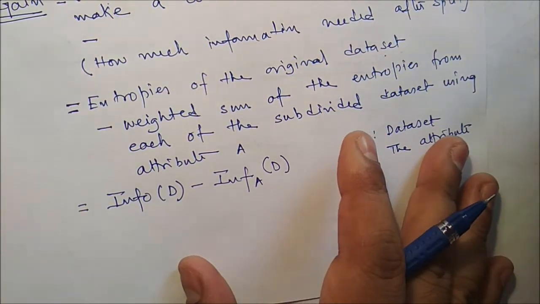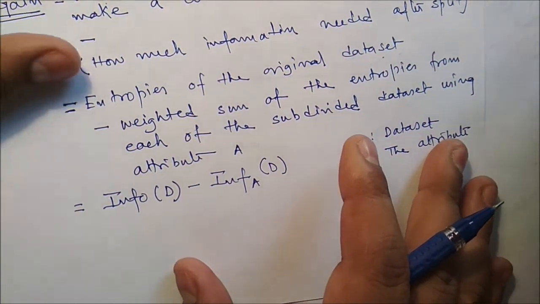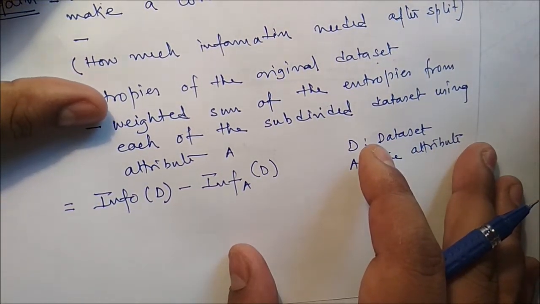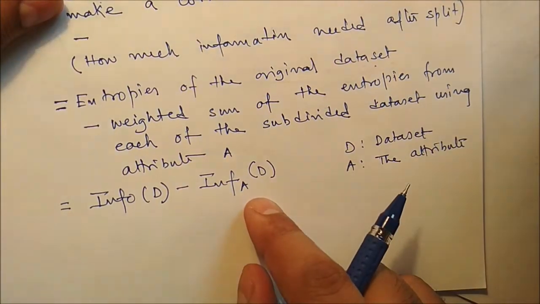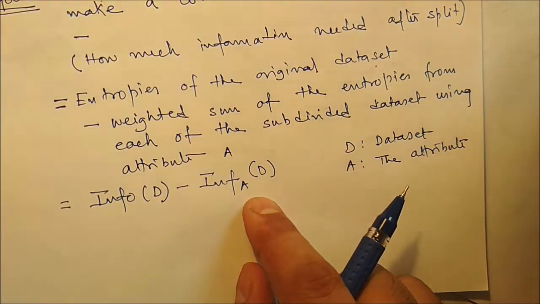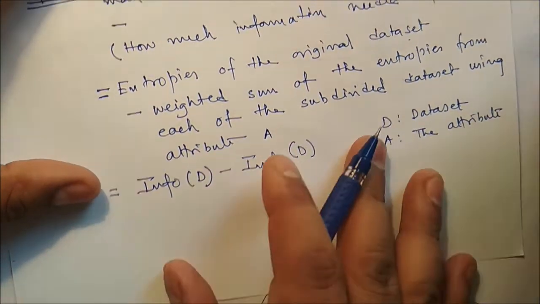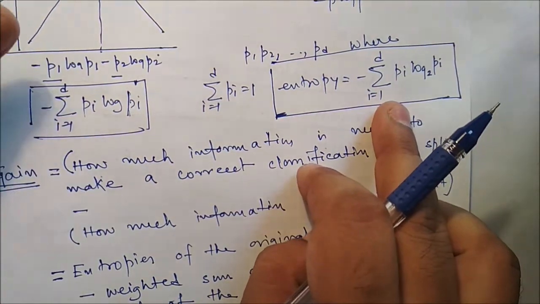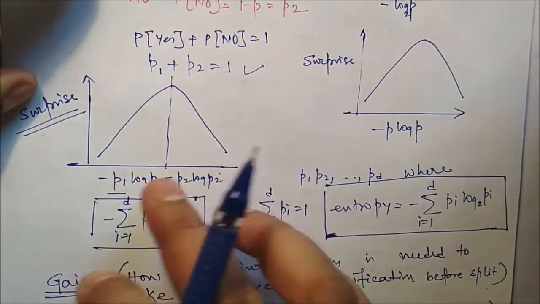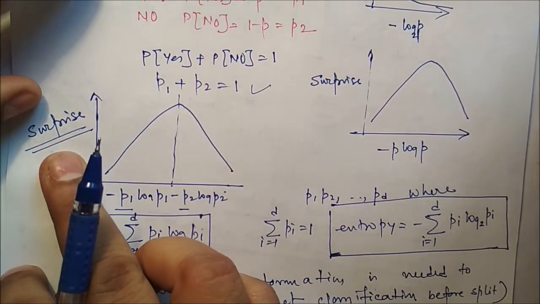Info(D) is the average amount of information needed to identify the class label of a row in the data set D, and Info_A(D) is how much more information we would still need in order to arrive at an exact classification. Info(D) is the entropy, so you already know the formula of the entropy. Through this formula we can quantify the surprise or uncertainty.